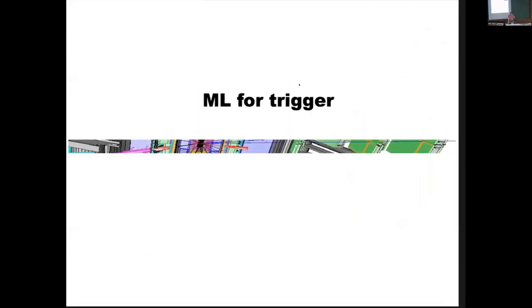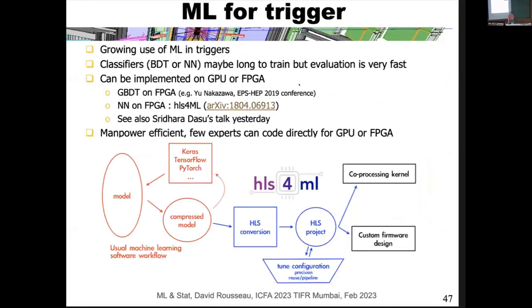Okay, machine learning for trigger. I just have one slide on this. There is a lot of development on this. This was mentioned by the speaker yesterday. The thing is that the classifiers like BDT or neural network are long to train, but once they are trained, a neural network is very fast to run because it's a simple operation on matrix and vector. So this can be parallelized quite easily.